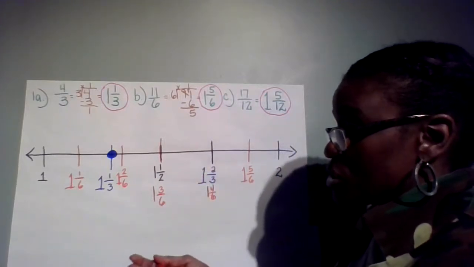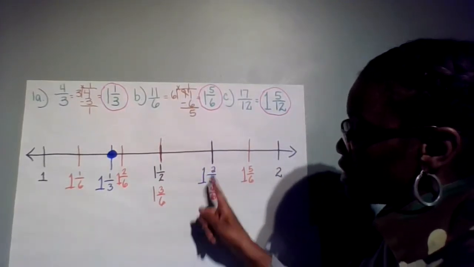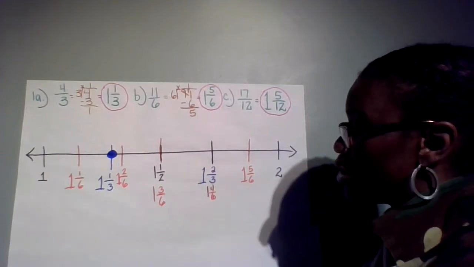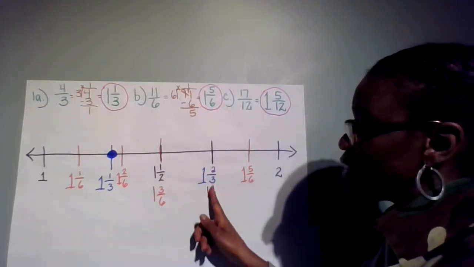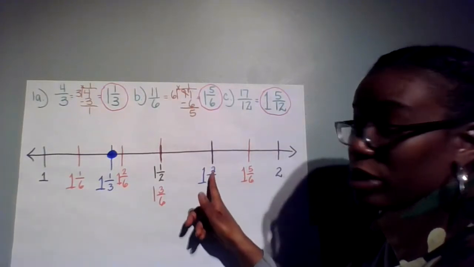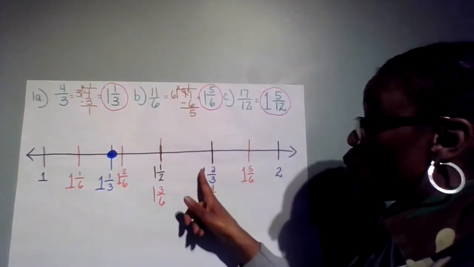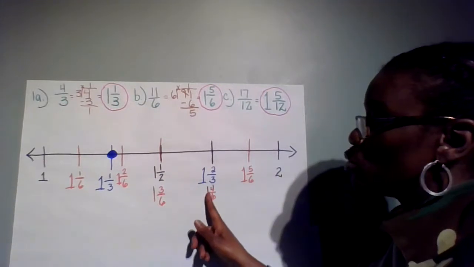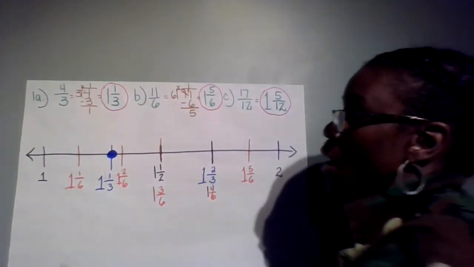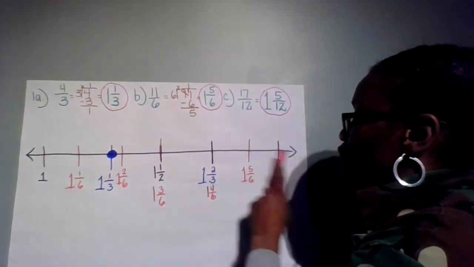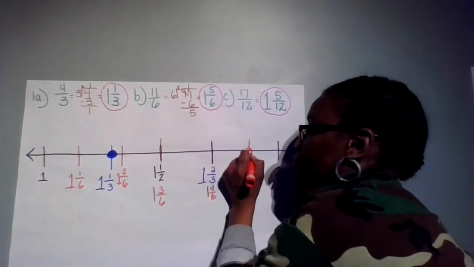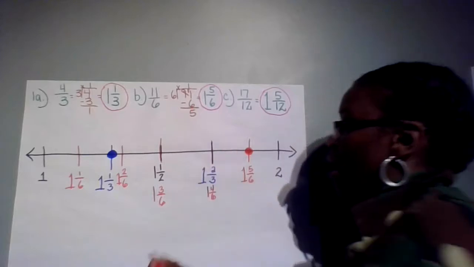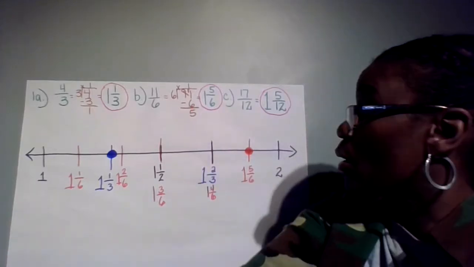And what I just noticed is that 4/6 is equal to 2/3. If I divide 4/6 by 2, I'm going to end up with 2/3. So 1 and 2/3 is equal to 1 and 4/6. So now I have 1, 2, 3, 4, 5, 6. And now I'm plotting 1 and 5/6 with my red marker. Okay?